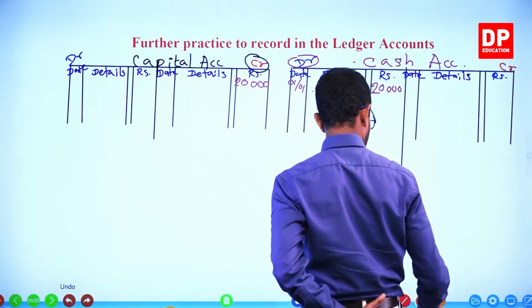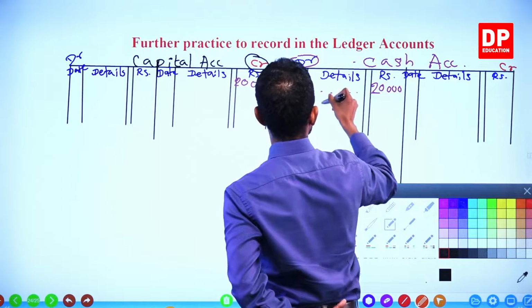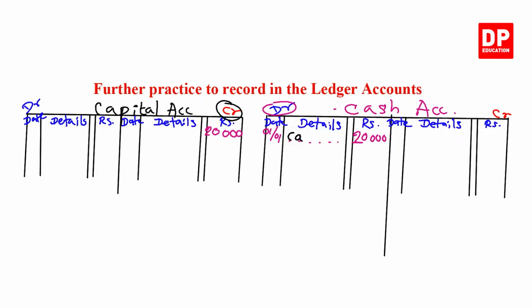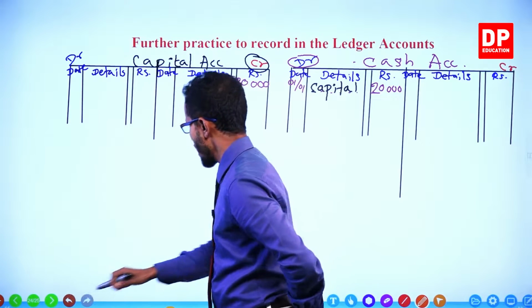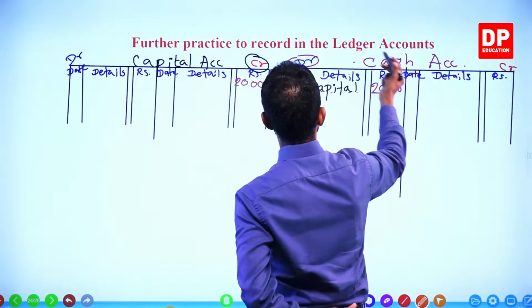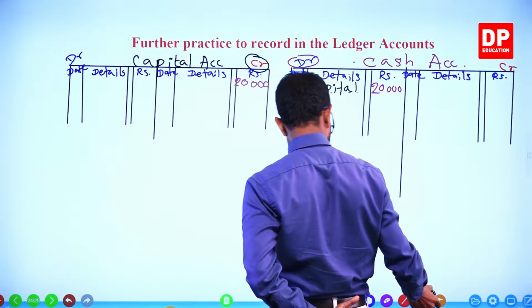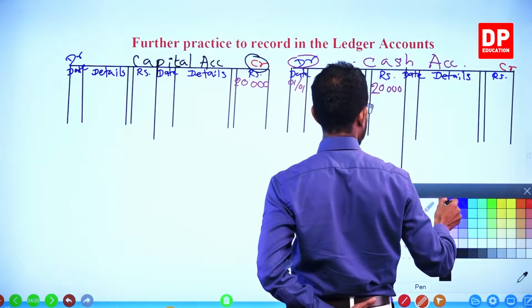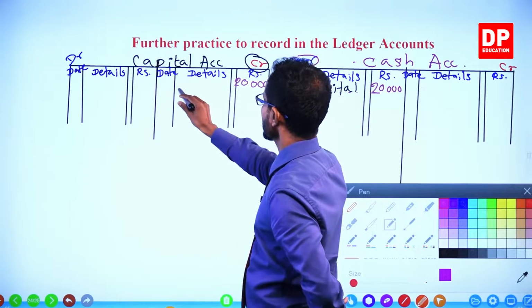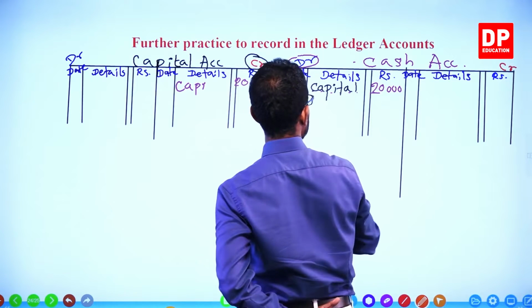Then the name of this account, capital, should be here as the description of the cash account. And cash should be here as the description of the capital account. Exchanging the names, children. Nothing odd. Nothing complex. Just exchanging the names.